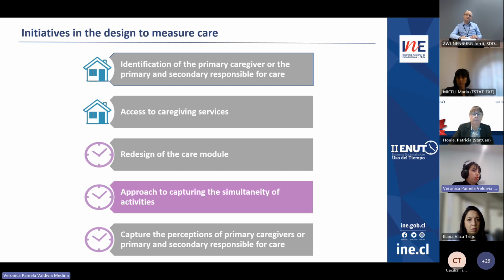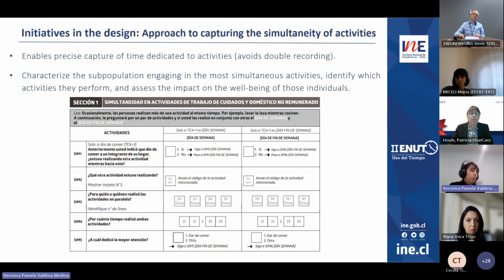Another crucial element involved attempting to capture simultaneous activities. It is known that one of the disadvantages of using a stylized questionnaire is the inability to capture secondary activities, thus possibly affecting time estimations when recorded in more than one activity. This experimental module will allow us to study at least their impact on indicators and analyze the subpopulation that engages in more than one simultaneous activity.